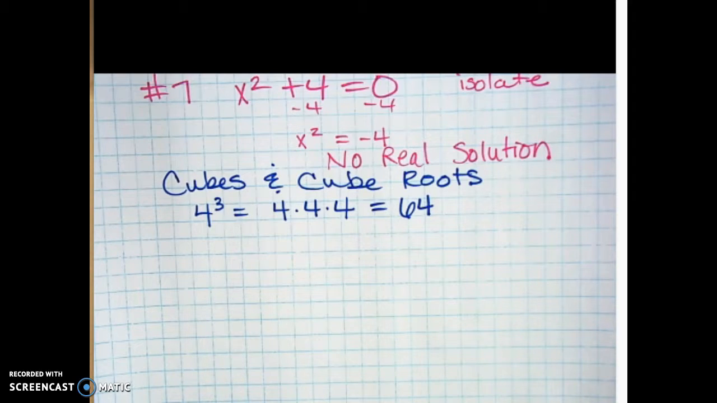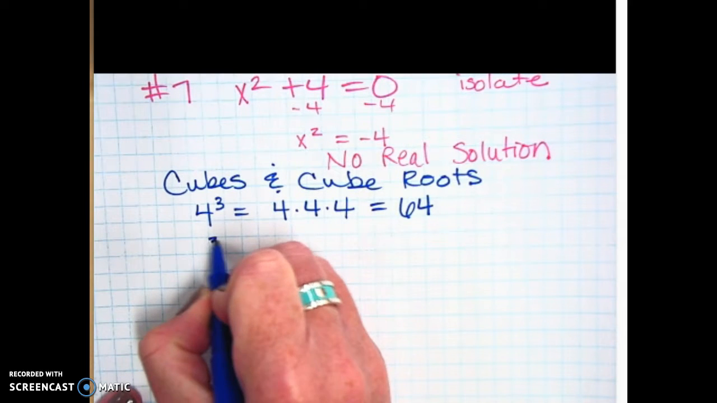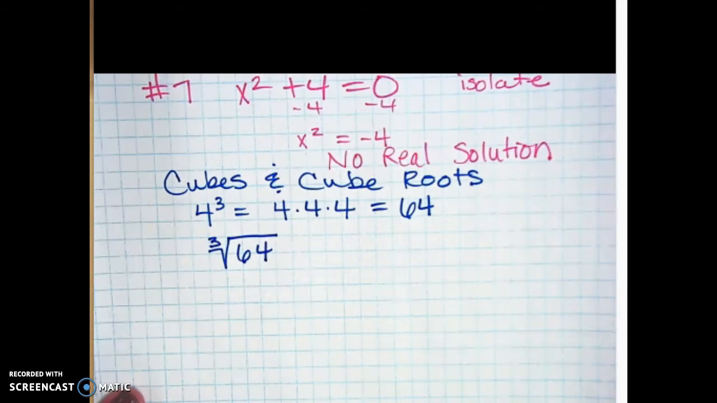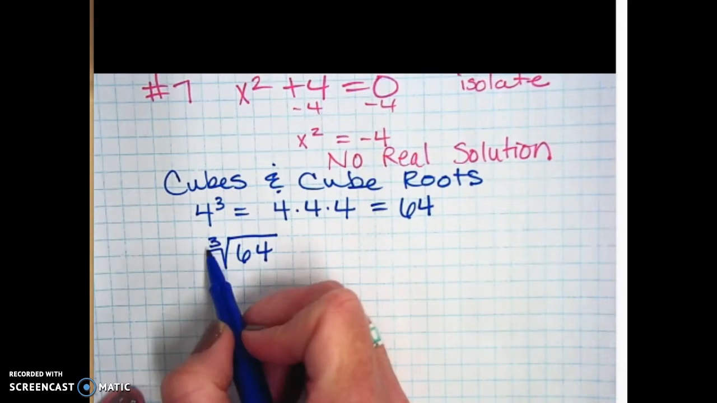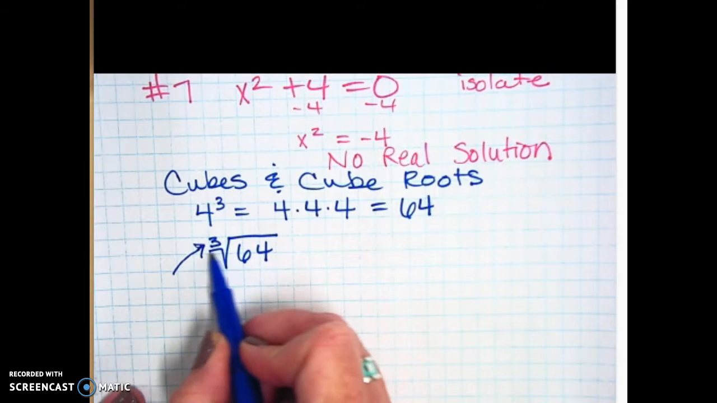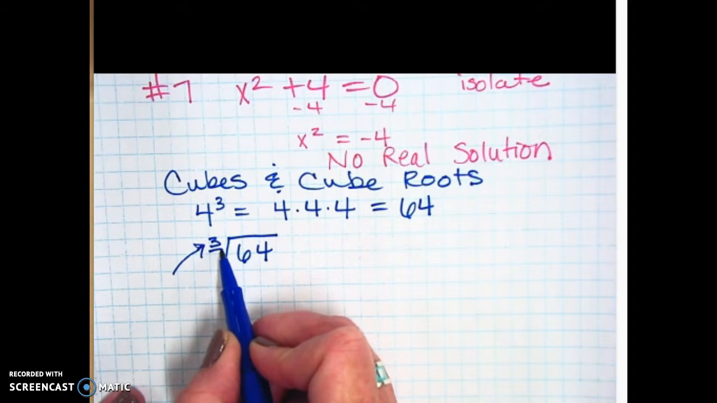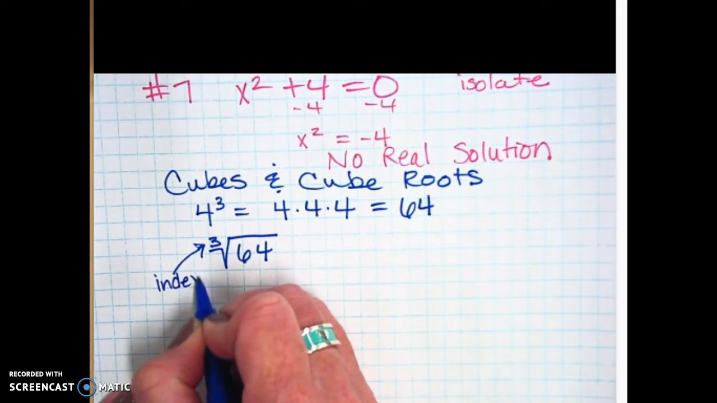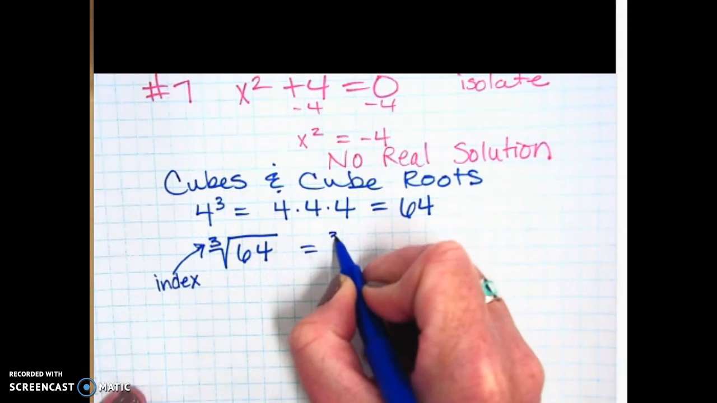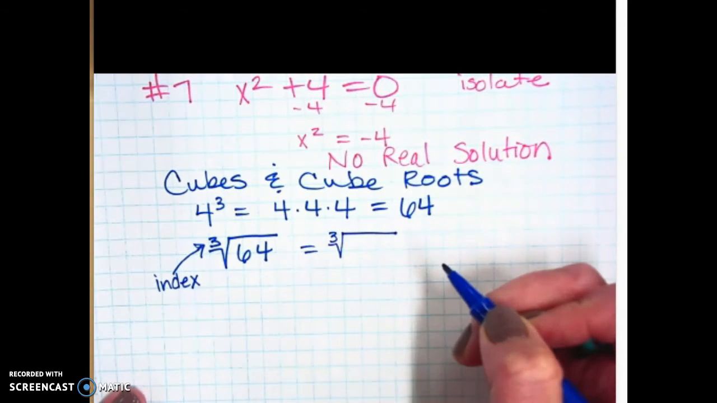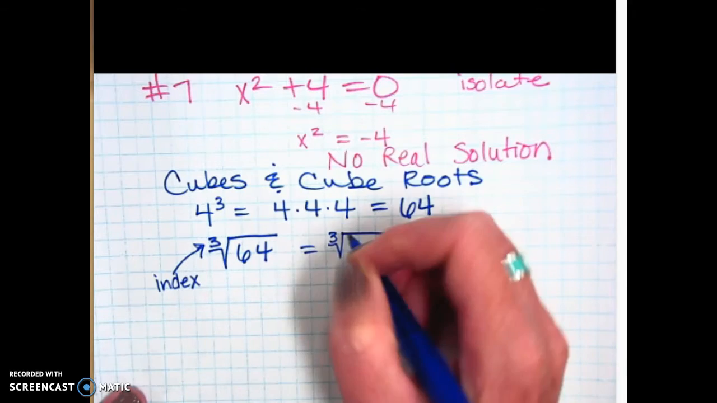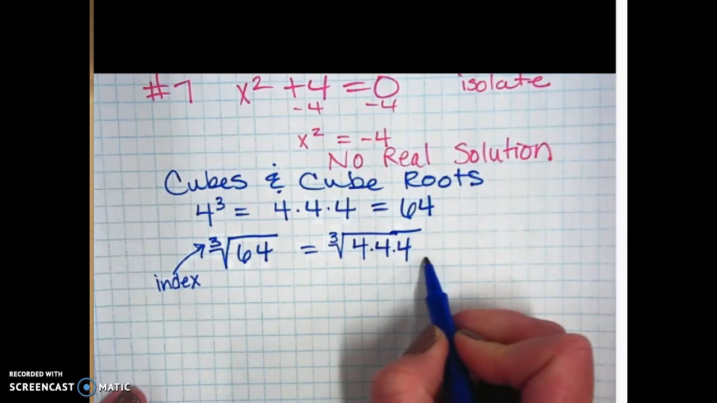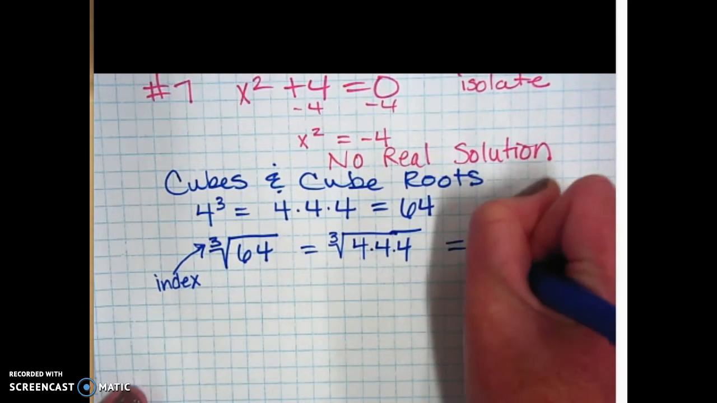So just pay attention to that. All right, so let's go the other direction. Let's take the cube root of 64. This number right here on the little tail of the radical is what we call the index. And it means what number is multiplied 3 times to get that number. And that would be 4. 4 times 4 times 4. 1, 2, 3 times. So the answer would be 4.